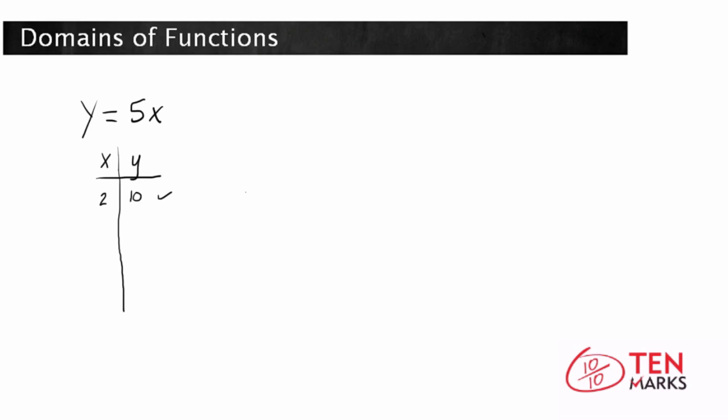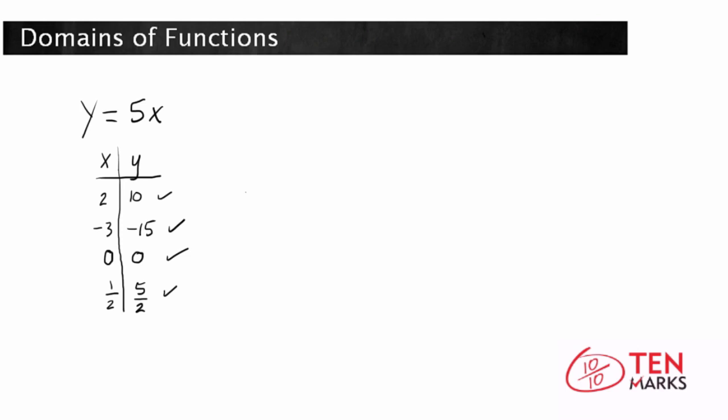How about your negative numbers? Negative 3. Negative 3 times 5 produces a negative 15 for the output. That works. How about a 0? Will a 0 give you a real number? 0 for my input gives you 0 for your output, and 0 is a real number. How about a fraction? If you use a fraction for your input, will you get a real number output? Sure. 1/2 times 5 is 5/2, or 2.5. That's a real number.